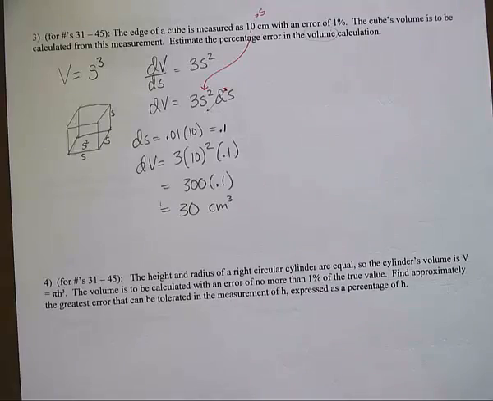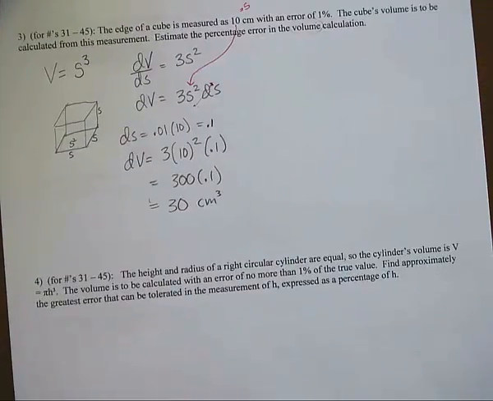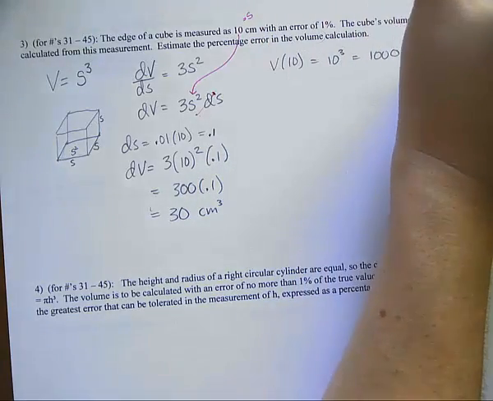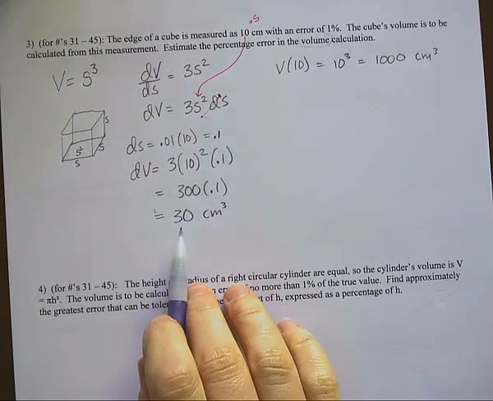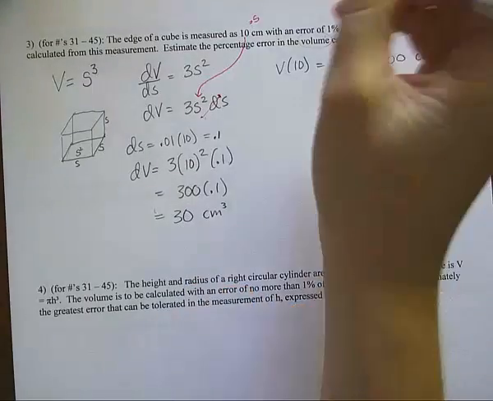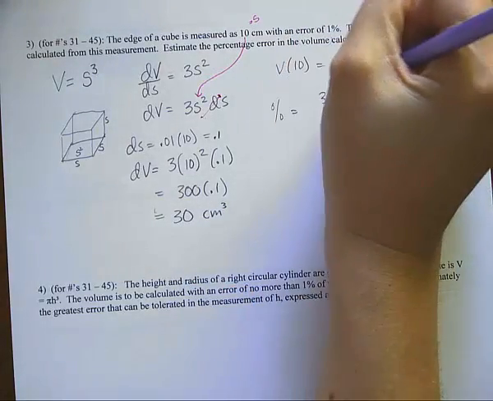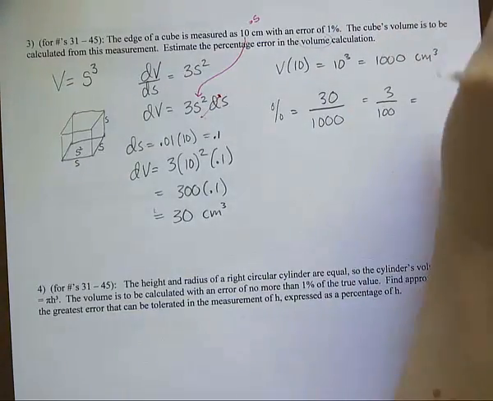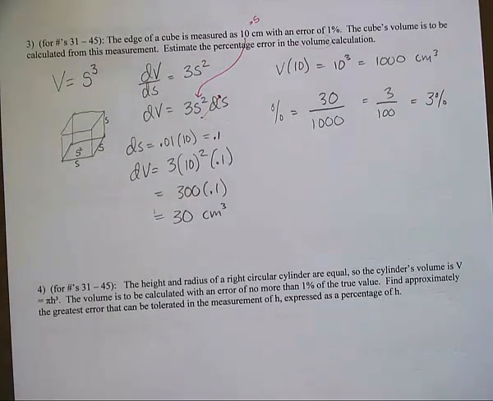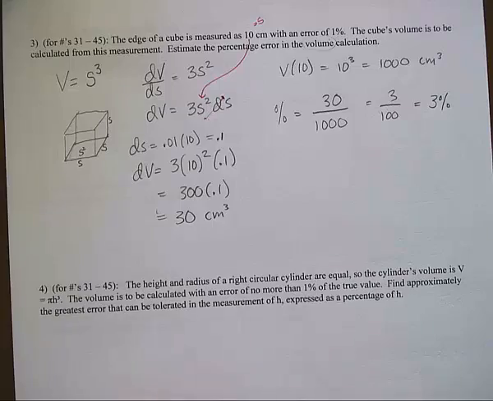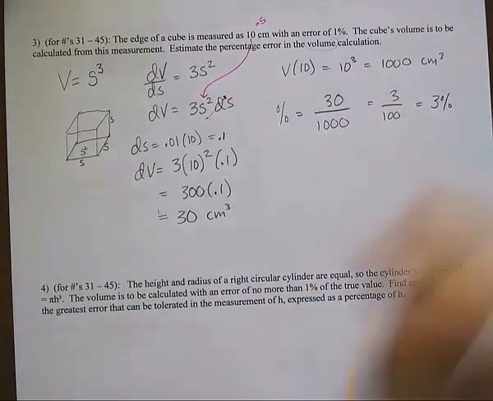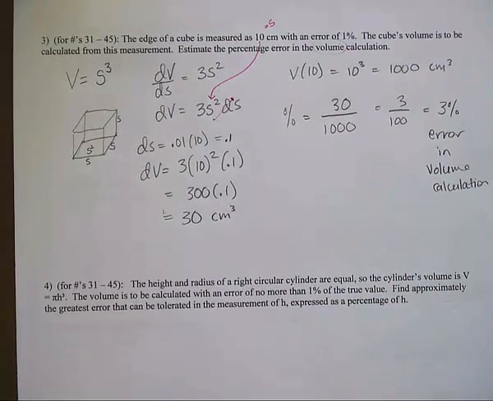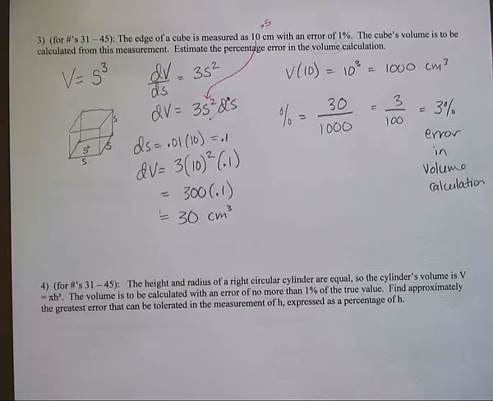So we would find what our volume would be if the side was actually 10. And that would just be 1,000 cubic centimeters. And if we're off by 0.1, then our volume calculation will be off by 30. So to figure out the percent, we'd take our change over our actual, and that just gives us 3 over 100, which is 3%. So our calculation for the volume would end up being off by 3% if the calculation of our side was off by 1%. So we'll have a 3% error in volume calculation. And so that's another common application of differentials.